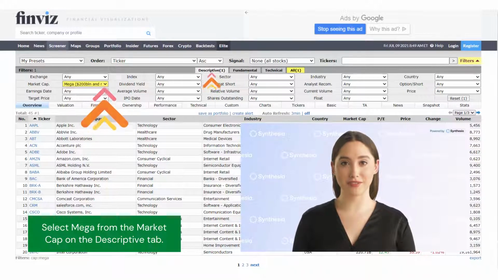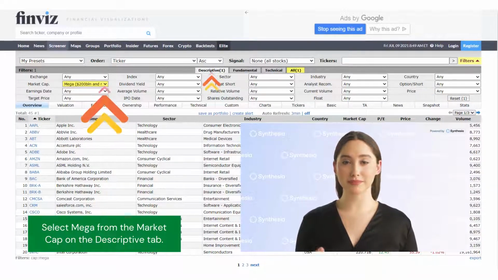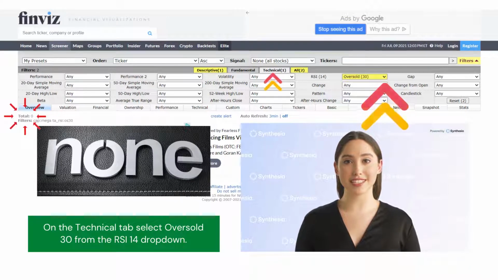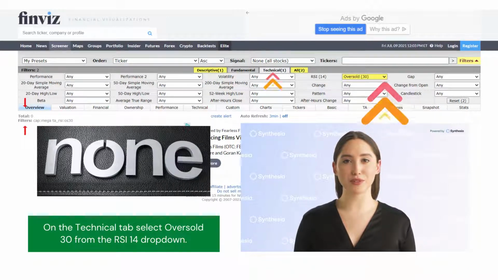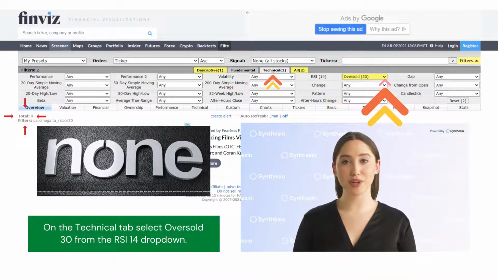So select Mega first on the Descriptive tab. We want to invest in the largest well-known companies only. We then go to the Technical tab and select Oversold 30 from the RSI 14 dropdown. Today, there are no mega cap stocks, but don't worry, it's rare to find mega stocks below RSI 30, more on that later.